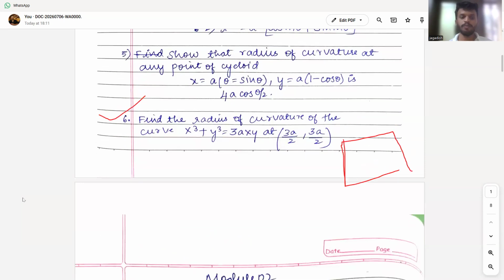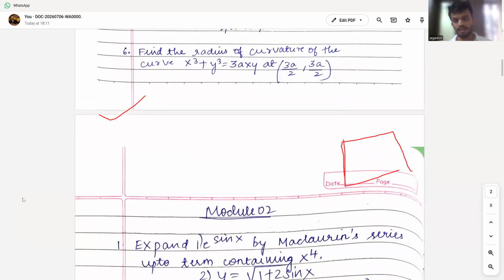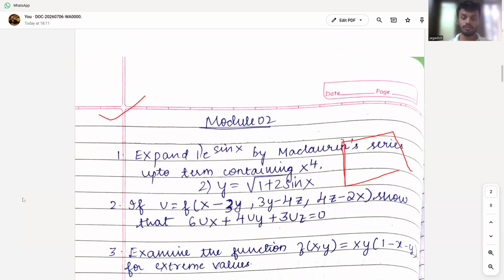So coming to module 2, it is some special series and the limits. Here in module 2, we need to expand e power sin x by Maclaurin series up to the term containing x to the power of 4. You have a formula for both Maclaurin series and the Taylor series.